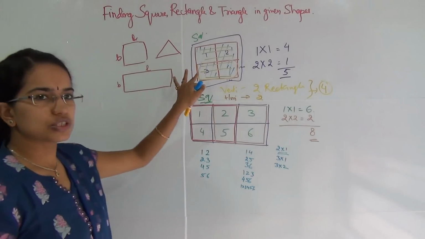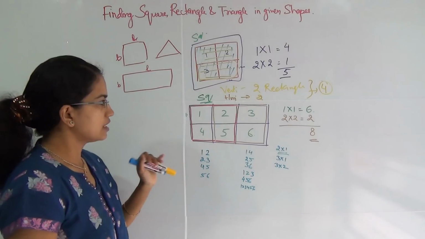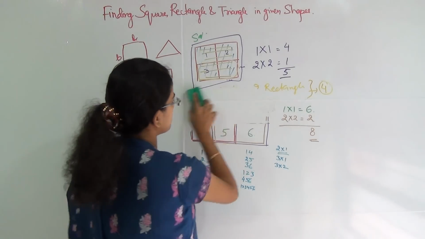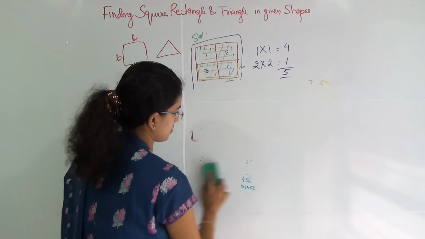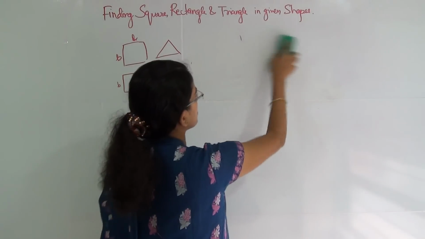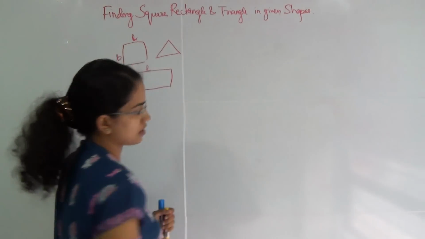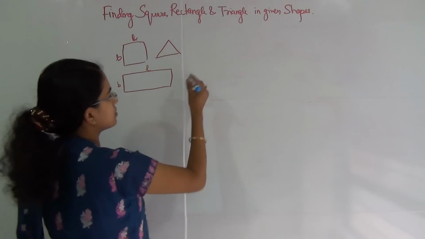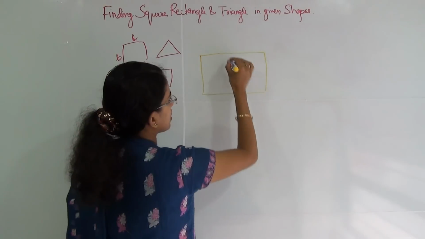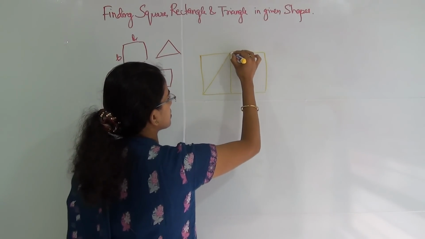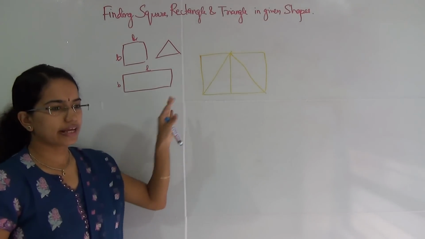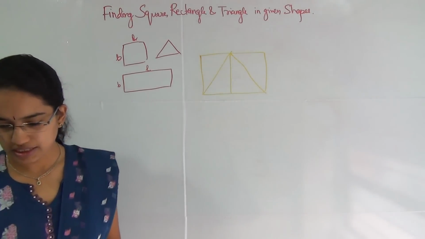Now we have talked about squares, we have talked about rectangles. Now let's move on to triangle. So let me draw a very simple diagram here. Okay, so I have a shape like this. Okay, now if I ask what are the number of possible triangles in this shape, what would be my exact answer?